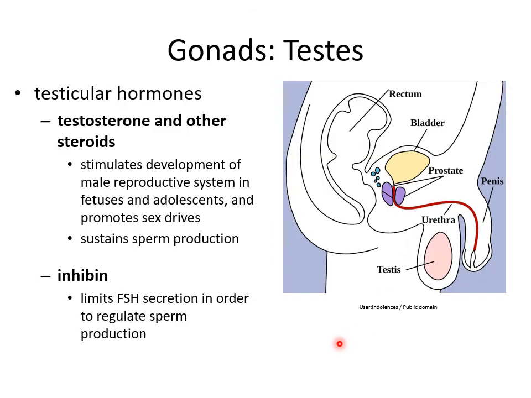For male hormones, the most prominent male hormone, of course, is testosterone, which is produced, as you might guess, by the testes. It stimulates the development of the male reproductive system in fetuses and adolescents and promotes the sex drive and sustains sperm production. Inhibin limits follicle stimulating hormone secretion in order to regulate sperm production, so there isn't an excess of sperm being produced.